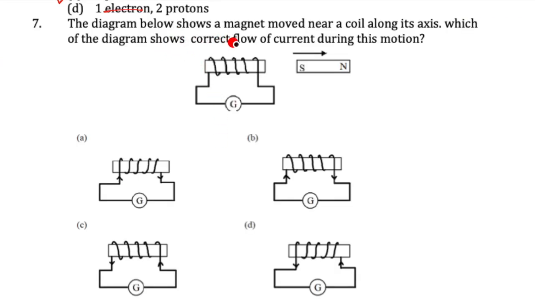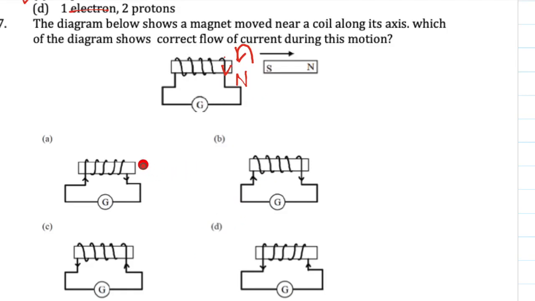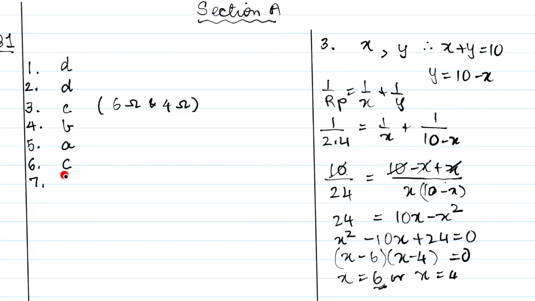7th subpart. The diagram shows a magnet moved near the coil along its axis. Which of the diagram shows the correct flow of current during this motion? Now the south pole is coming away from this. So to attract the magnet, north polarity will be generated at the near end, which means it will have anti-clockwise current. Anti-clockwise current means it should go like this, from under and over like so. So which one of these is matching? This one, B. So let us write it.